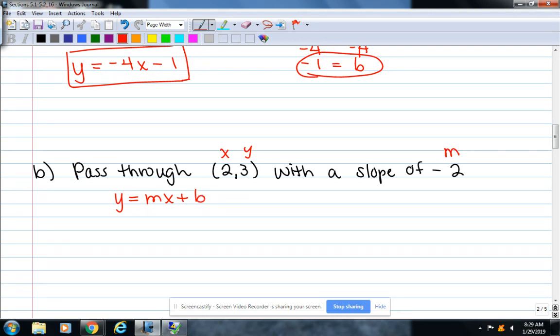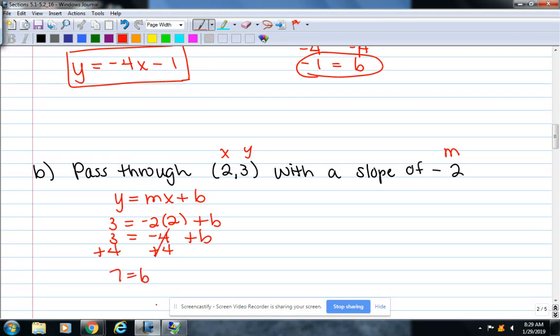Y'all with me? What number goes in for Y? What number goes in for M? And what number goes in for X? 2 plus B. What's negative 2 times 2? So 3 equals negative 4 plus B. And how do I get B by itself? Add 4 to each side, and 3 plus 4 equals 7.